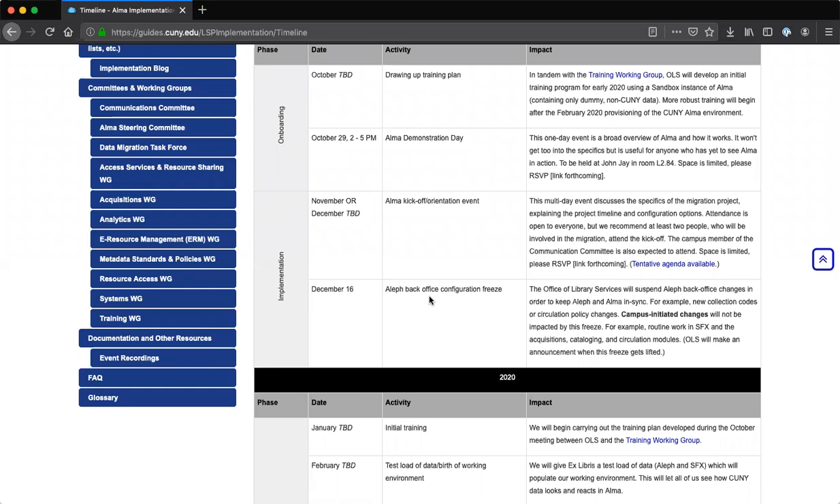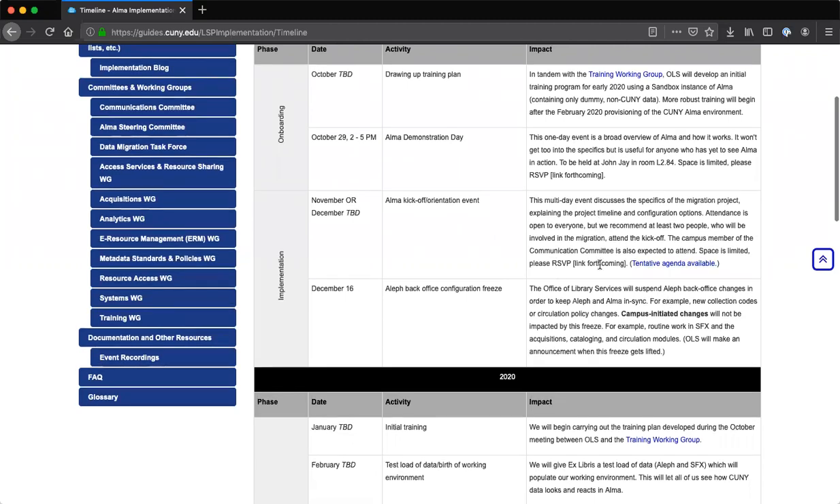Another question. When you ask for two people involved in the implementation, do you have any thoughts about who? Department heads? Potentially. So what are we looking at? I think this is in reference to the kickoff event, where we say attendance is open to everyone, but we recommend at least two people who will be involved in the migration attend the kickoff.